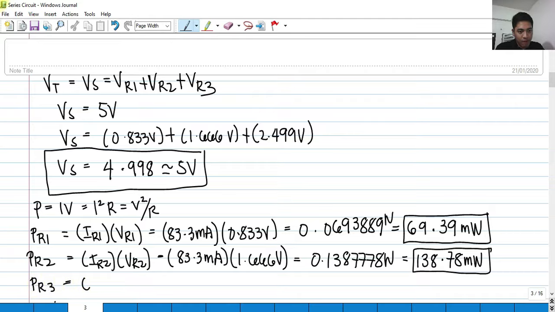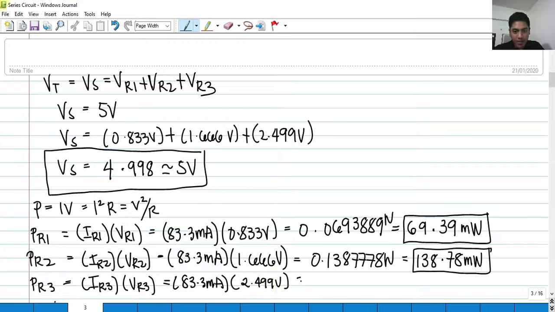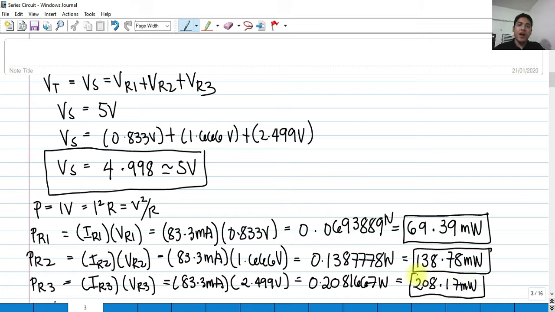Finally, for P R3, still the same formula. We have I R3, the current through R sub 3, and the voltage drop across resistor 3. So we have 83.3 milliamperes multiplied by 2.499, because that's the voltage drop at the third resistor. We get 0.208167 watts, and in engineering notation that is 208.17 milliwatts. So that's the power dissipated by each resistor.